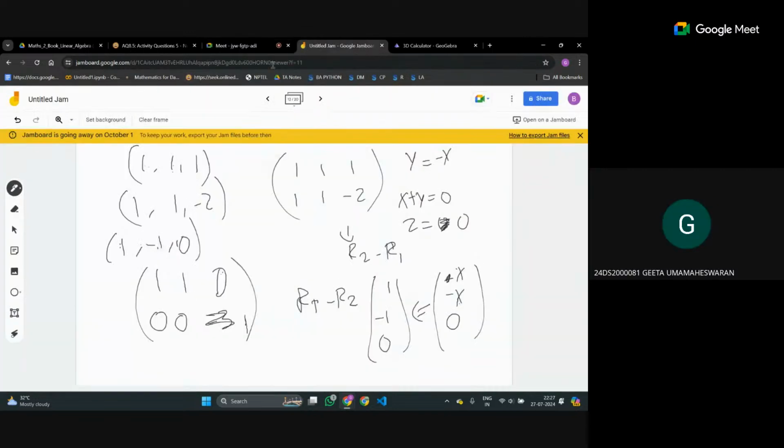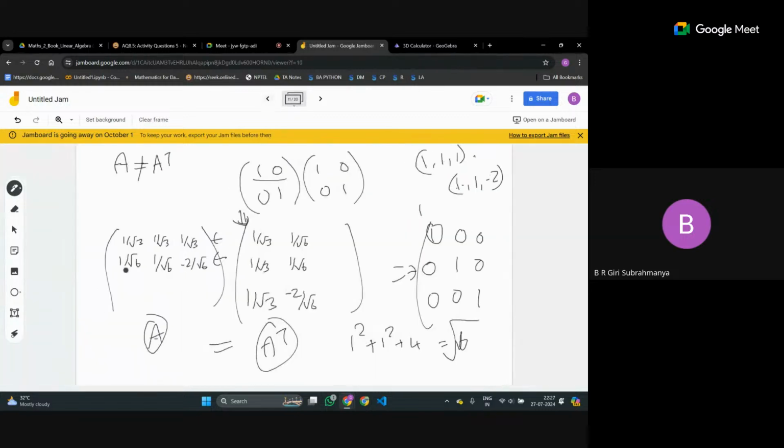Yes. Now we need the unit vector form of this. The length will be the square root of 1 squared plus 1 squared plus 0 squared, which is root 2. So this will be 1 by root 2, minus 1 by root 2, 0. You can write this here also: 1 by root 2, minus 1 by root 2, 0.